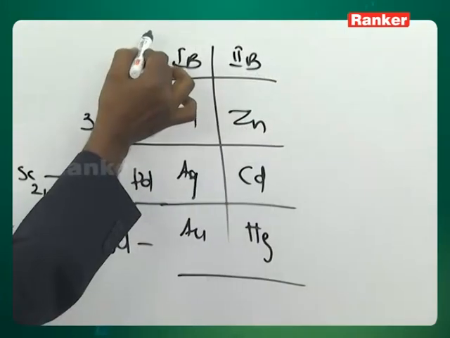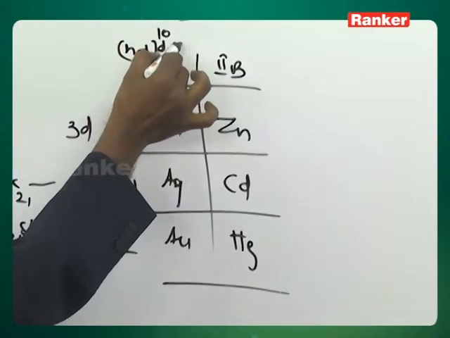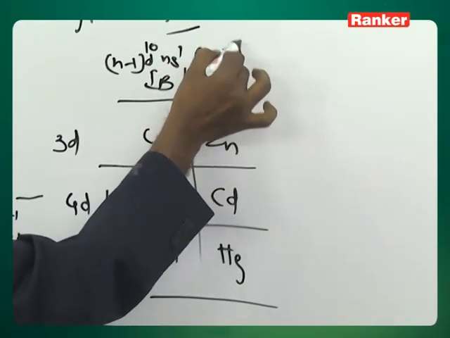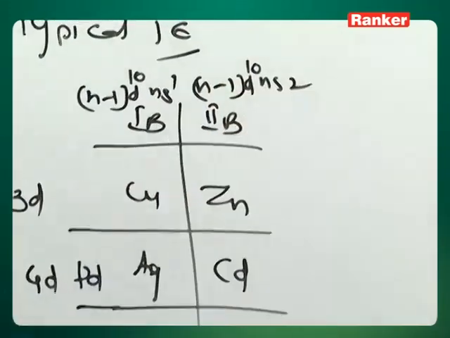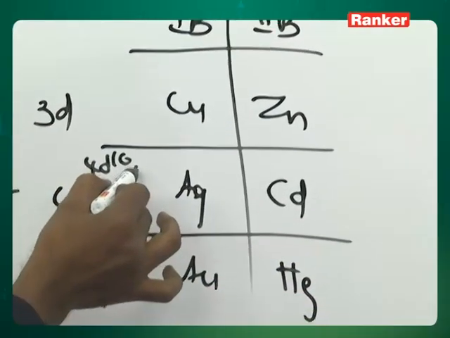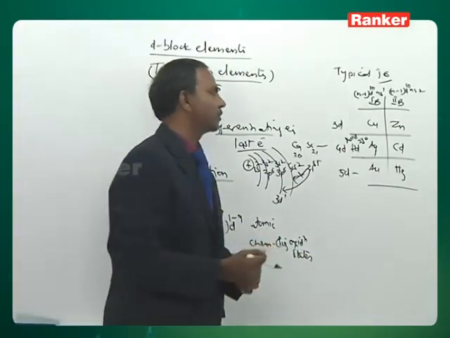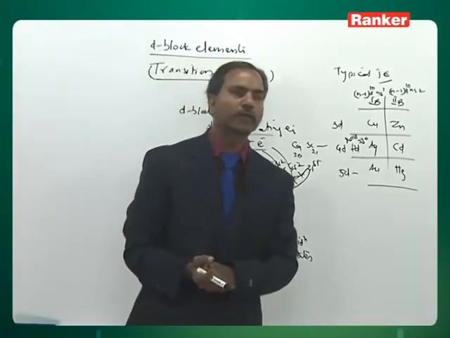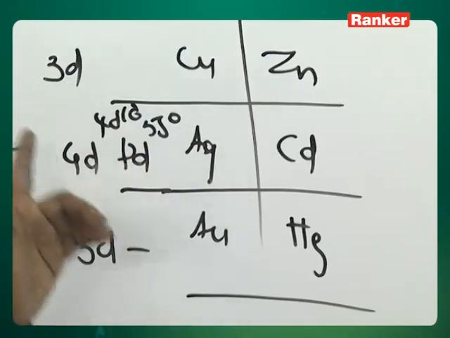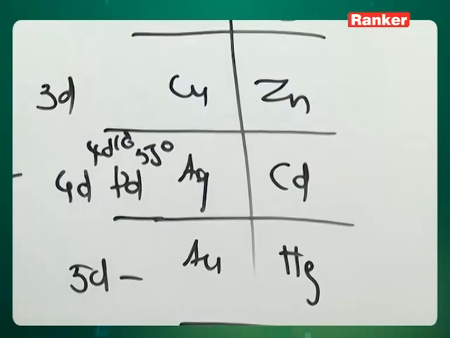Now the electronic configuration of copper is (n-1)d10 ns1. Zinc is (n-1)d10 ns2. Come to palladium, the configuration you remember is 4d10 5s0. Now what do you understand by this? Looking at these 7 elements, observe that these 7 elements are carrying fully filled d orbitals in their atomic state.